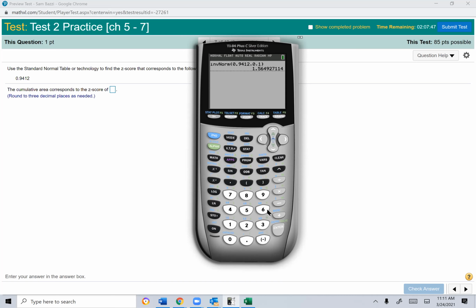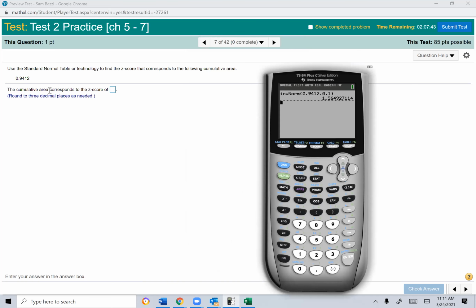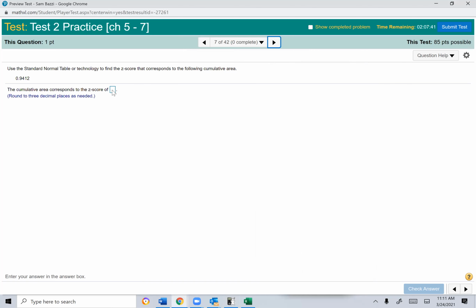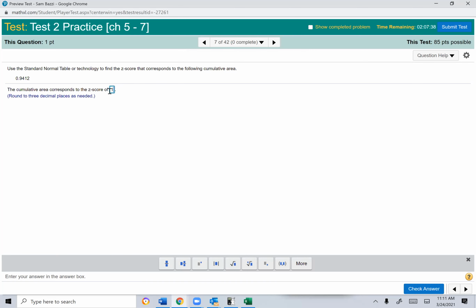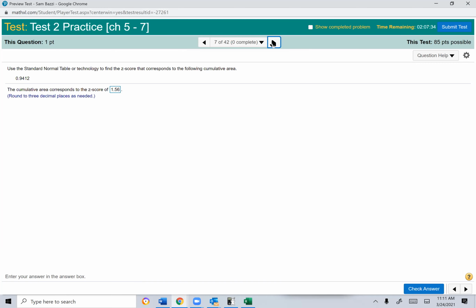So it's 1.56. Okay, any questions here? So you just enter 1.56 right here, and then that will be the correct answer. And move on to the next question.